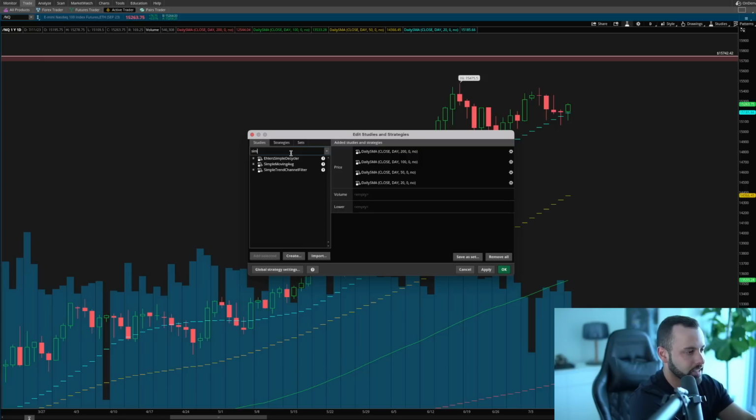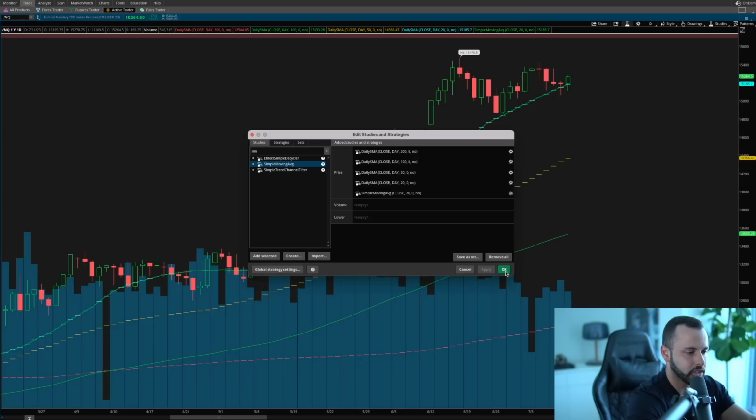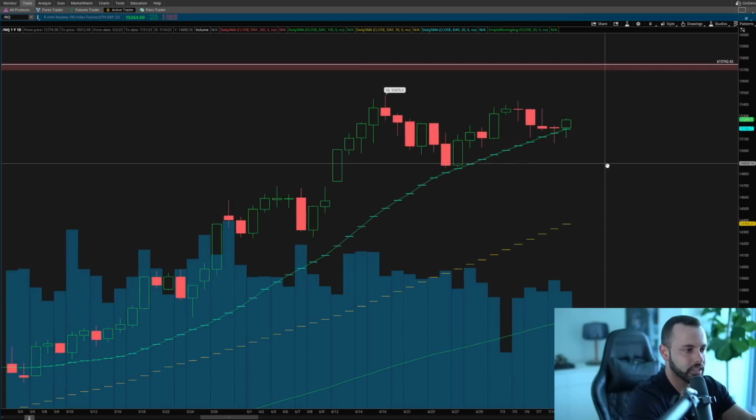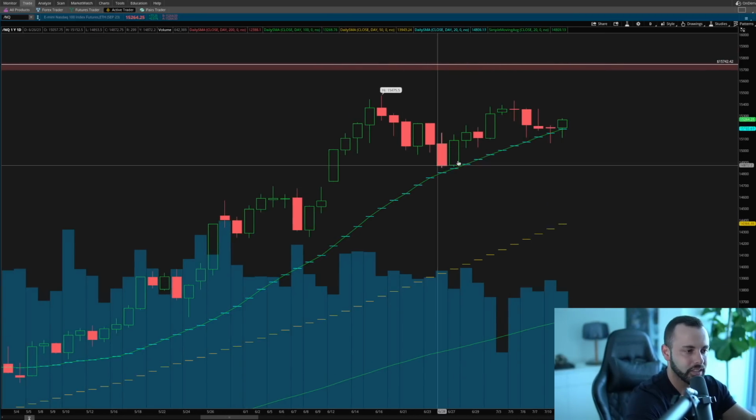So if I add just a simple moving average to my chart and I put that at 20, you will see that there are differences here. So I'm going to turn this to green. I'm going to put this on my chart as well. Now you will see here on the daily chart, they are the same, right? You can see the green line and the blue dashed lines are exactly the same.